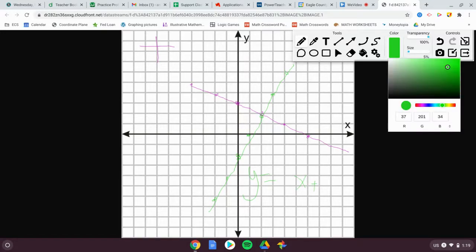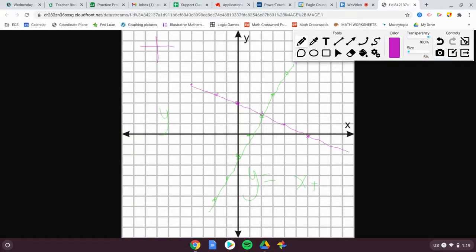I'll go back to my pink color and make that y. Y equals blank x plus blank. So come up with the equation for both of those and recognize what might be going on. You can pause right now and then come back.